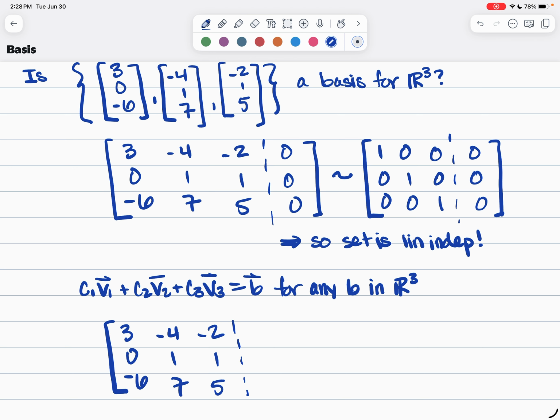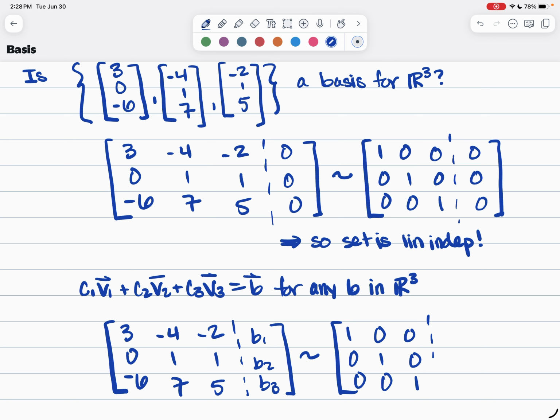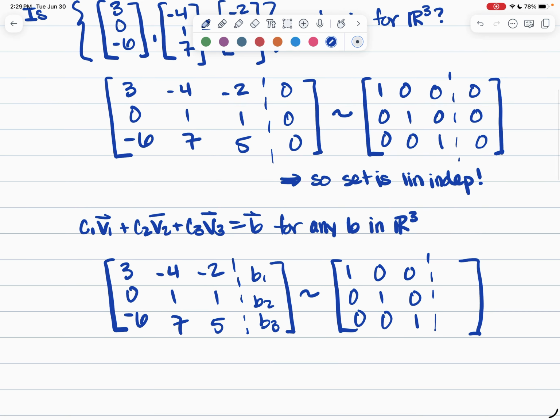If we wanted to see if we could add these three vectors together and get some B, it's the same Gaussian elimination process on the left-hand side of this augmented matrix. I don't know what these numbers in here would be. They'd be combinations of B1, B2, and B3 times other things that would occur as we go through Gaussian elimination, but we would still get the identity matrix on the left-hand side.